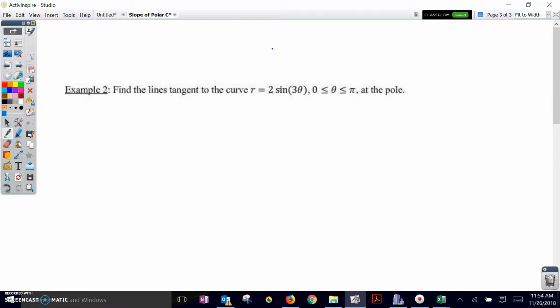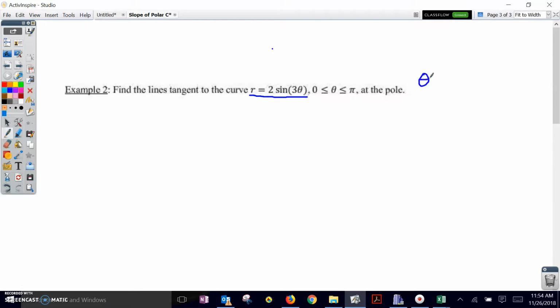And the first thing that we need to do is figure out when this curve is at the pole. And the pole is the origin, the point (0, 0). So in order to find all the times in the interval from 0 to pi where we're at the pole, we're looking for all the times where the radius is equal to 0, because that's when we're going to be at the pole. So let's see what theta values that happens for.